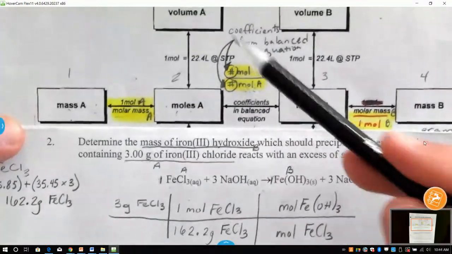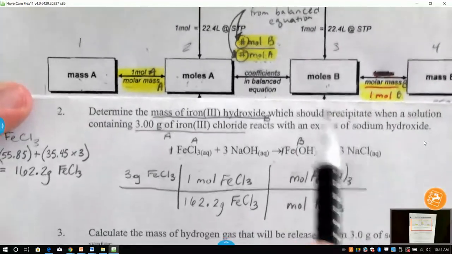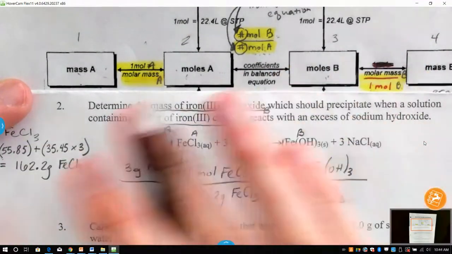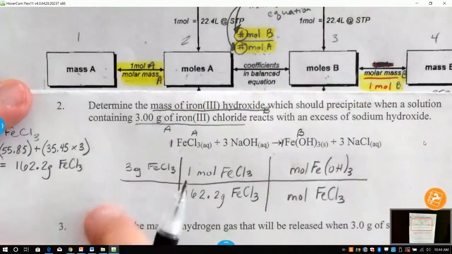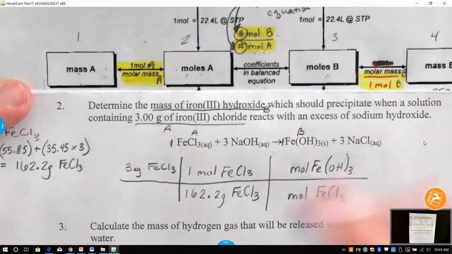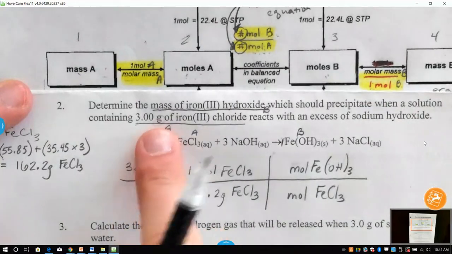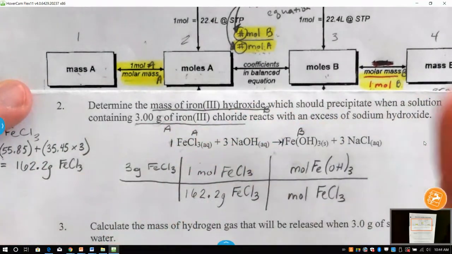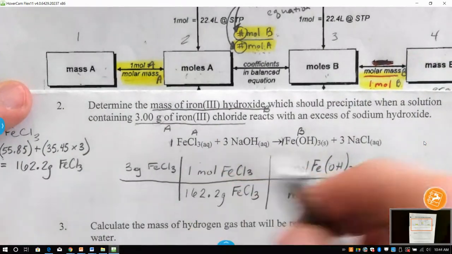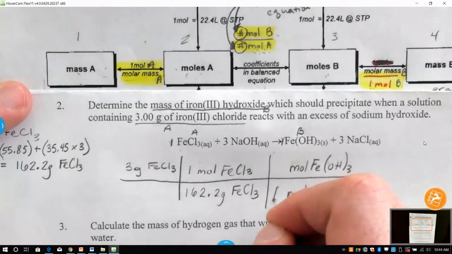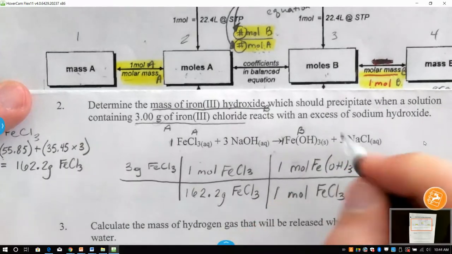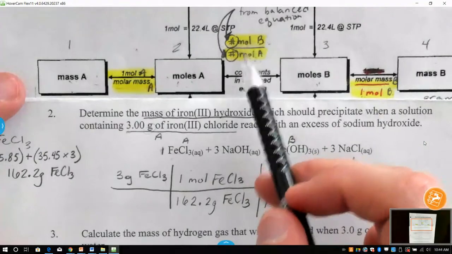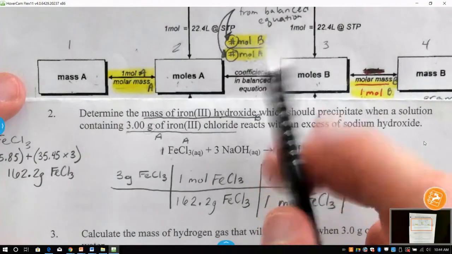Okay, where do these numbers come from? The coefficients from the balanced equation. Remember, I wrote the ones in. Sometimes they may not be written in. It depends on how you're taught, but I just put them in for simplicity here. If there is no coefficient written, and the equation was already balanced, then it's understood to be a 1. So iron 3 chloride is a 1. Iron 3 hydroxide is a 1. Boom. That gets us done with our second conversion.